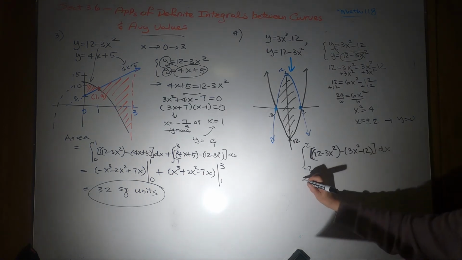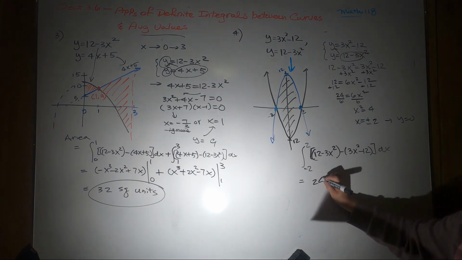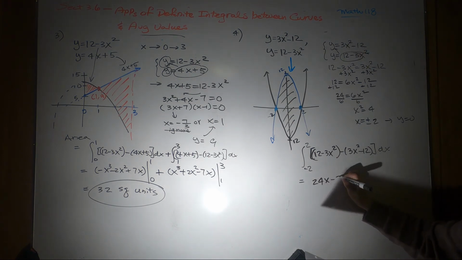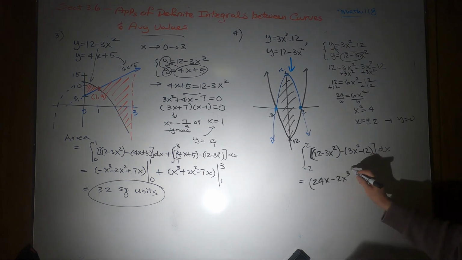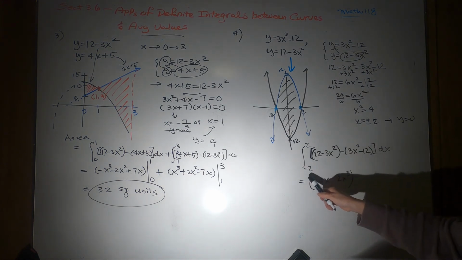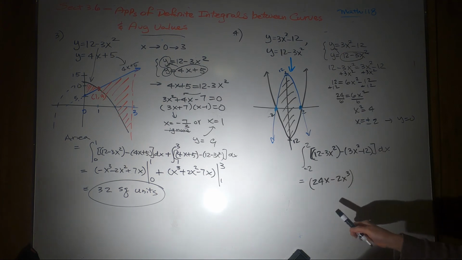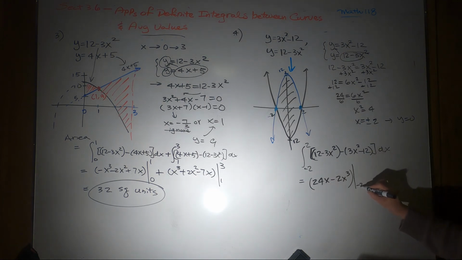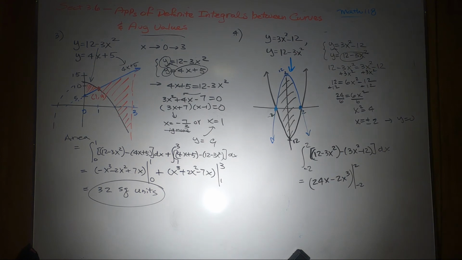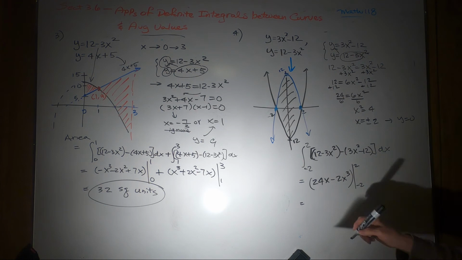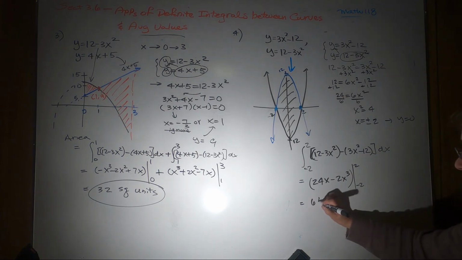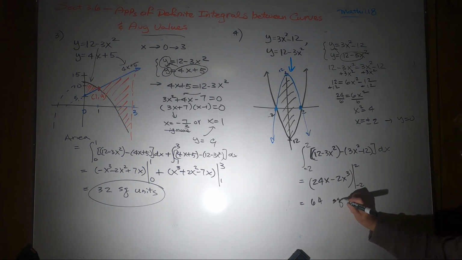Then you do your antiderivative. That will be 24x minus 2x cubed. You need to do it yourself, right? Then for the definite integral, from negative 2 to 2, right? Then to calculate the value, you just plug in. Turned out it's 64 square units.